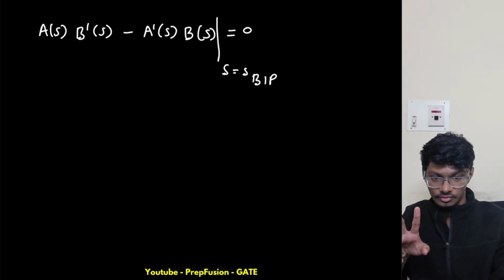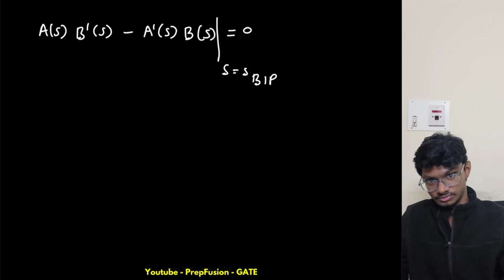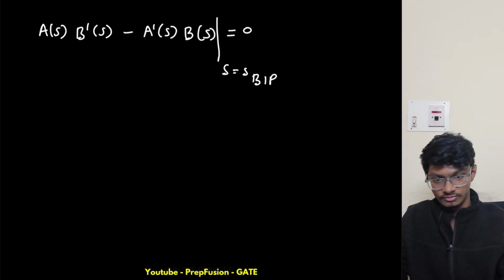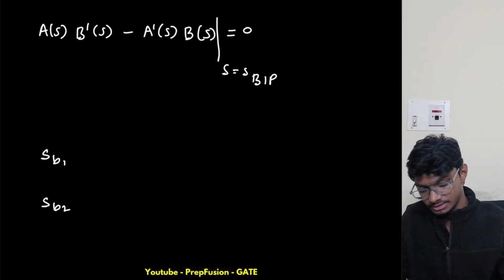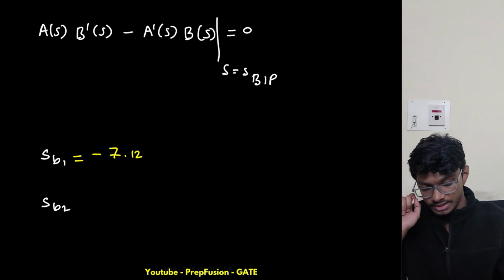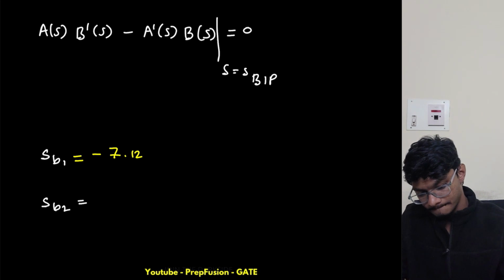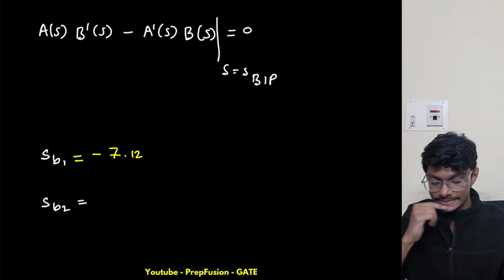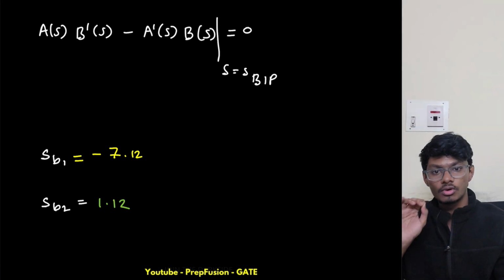Now I will get two solutions from here, and one I will have to reject and one I'll have to take. I've already solved this one, so I won't waste time, you try to solve it for yourself. One will be SB1, one will be SB2. SB1 is minus 7.12, and SB2 was 1.12.